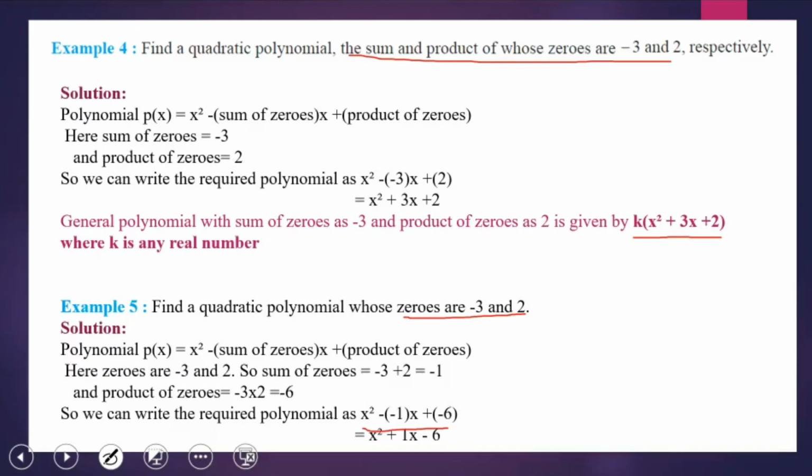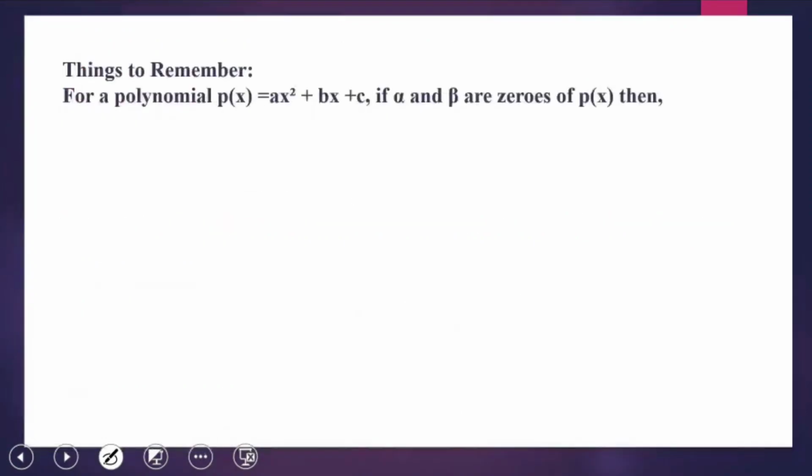So I hope this question is also clear. But remember a few things. When you get the questions, you also get: find out the polynomial if alpha and beta are the zeros of this polynomial, or find out a polynomial whose zeros are having this condition. So remember these few things that will be useful for you.